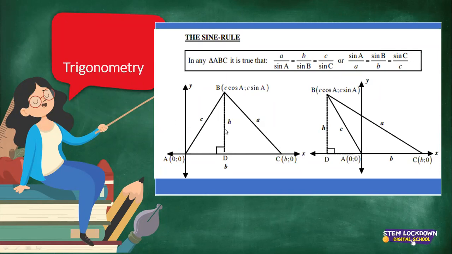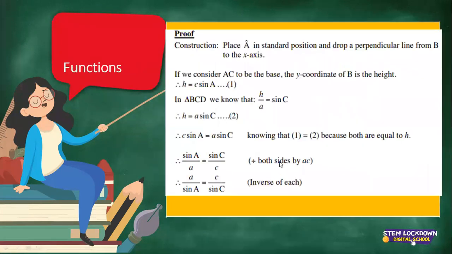Okay, so here we got that H equals C sine A. Here we got H, the same H, because the H is for this triangle and it's also for this other triangle. So for this triangle, we're saying H equals C sine A, and here we're saying H equals A sine C. So label equation 1, label equation 2.